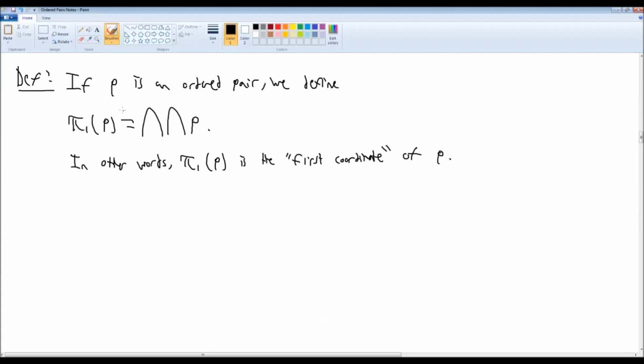So now for future reference, if P is an ordered pair, we can just define the projection of P onto the first coordinate to be this guy. So we take an ordered pair as input and our output is just the first coordinate.